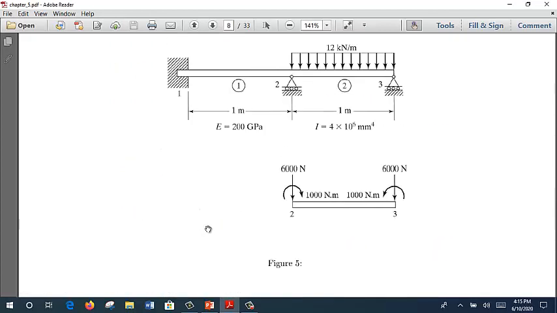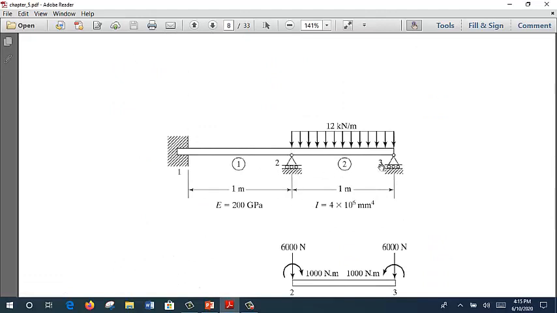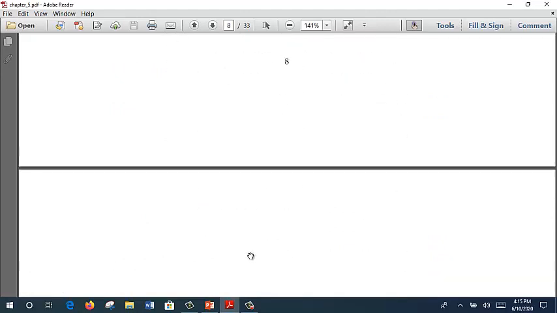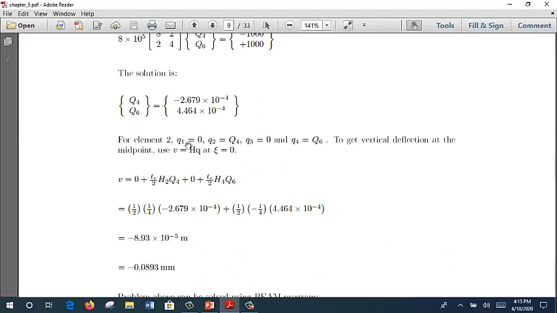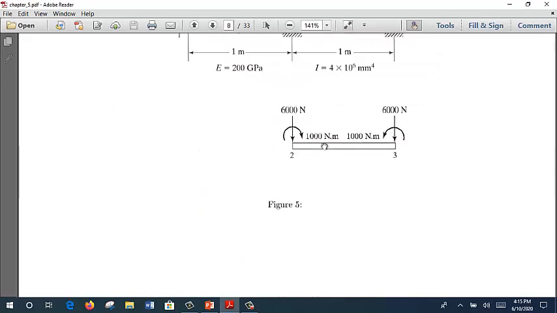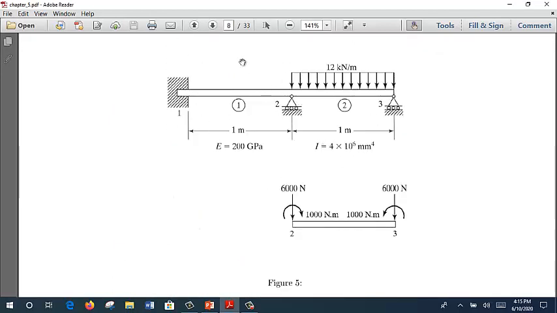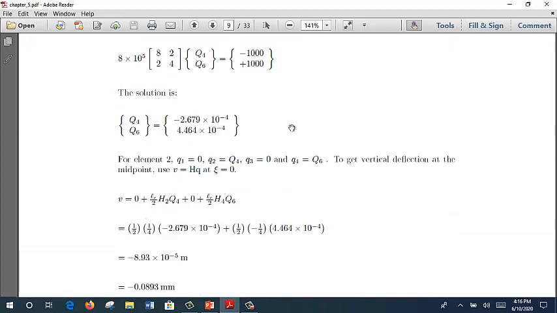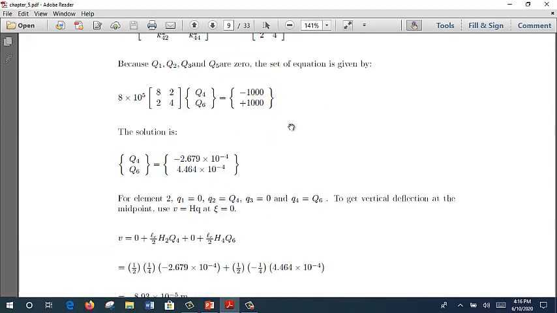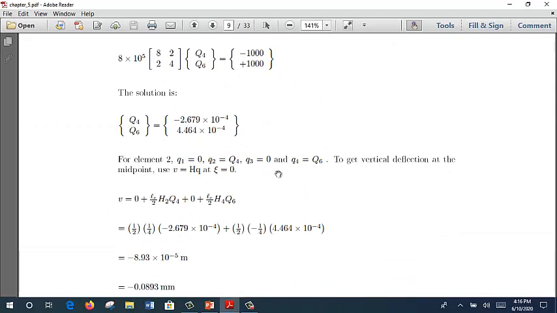So for element 2, now it will become Q1, Q3, Q4, Q5, right? So that they tell you here. So Q1 is 0, Q2 is similar with the Q4, Q3 is 0, and Q4 is equal to Q6, right? They just change that. This is the first element and this is the second element. Now we want to look at the second element in order to answer the second question, right? So you understand this one.